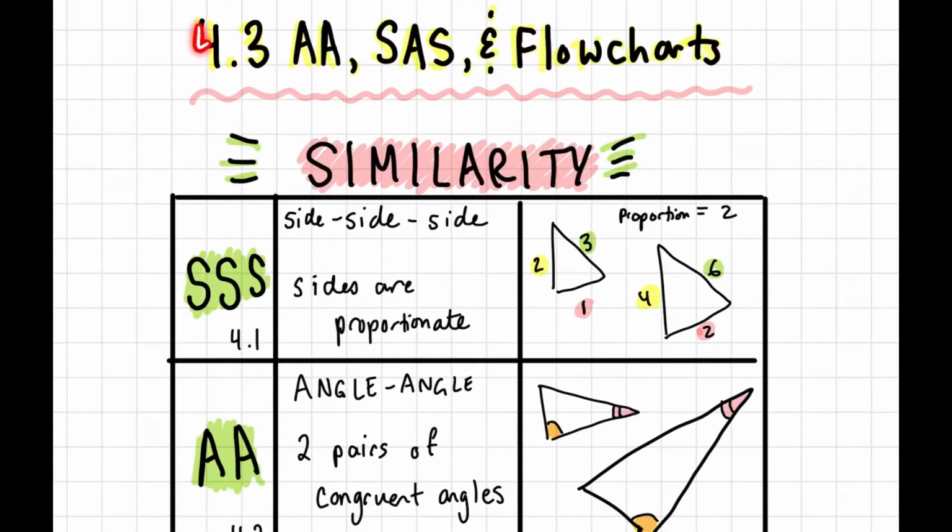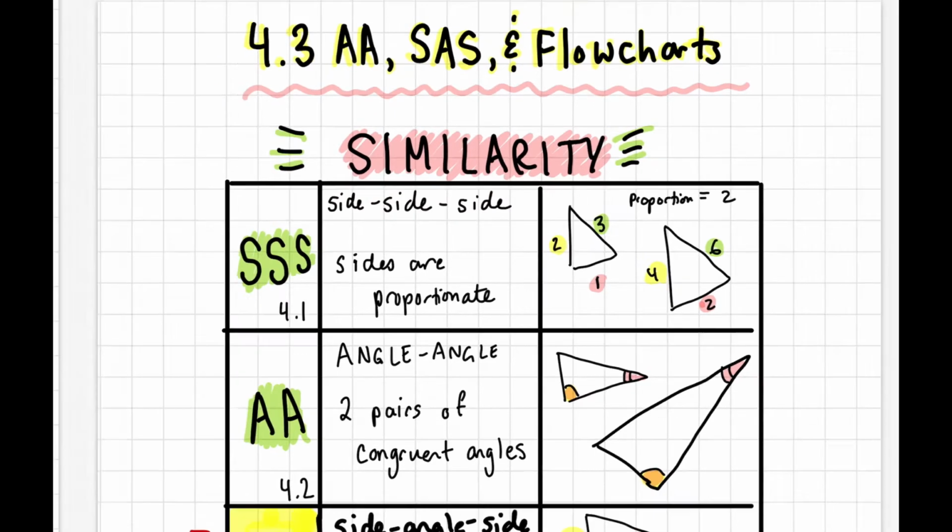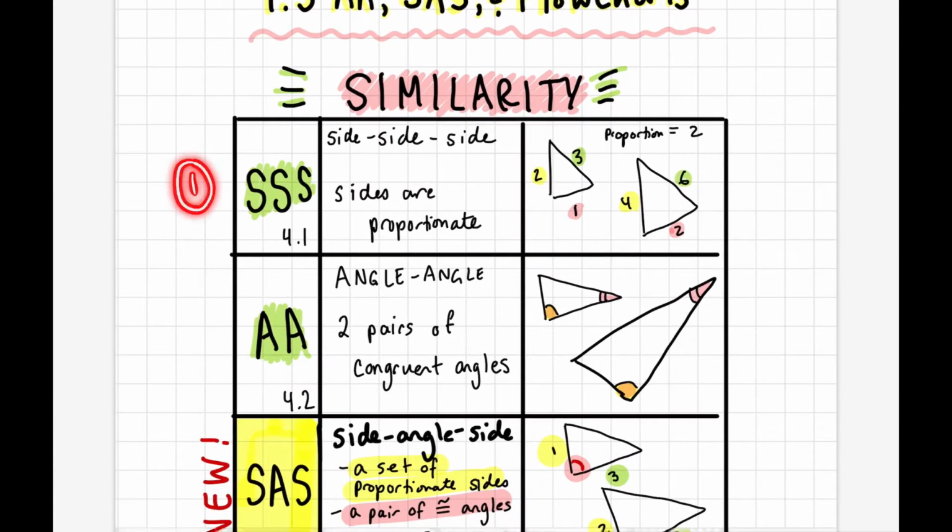I'm reviewing section 4.3, where we learned about side, angle, side and how to justify with flowcharts. We also reviewed angle, angle and side, side, side. In general, we're talking about how to show similarity in triangles. First we started with side, side, side, then angle, angle, and then side, angle, side.